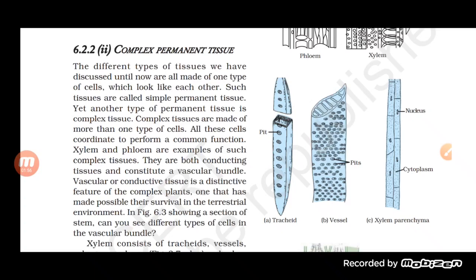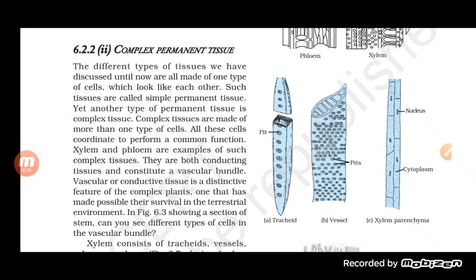Now, if we talk about the complex permanent tissue itself, students, it is basically divided into two different types. The first one is the xylem and the second one is the phloem. Xylem and phloem are both complex tissues, and both are a kind of tissue which conducts substances from one part to the other. That's why it is also called a conducting tissue. Both of them are conducting tissue and they constitute the vascular bundle together.